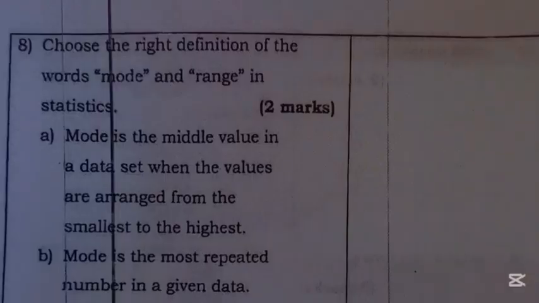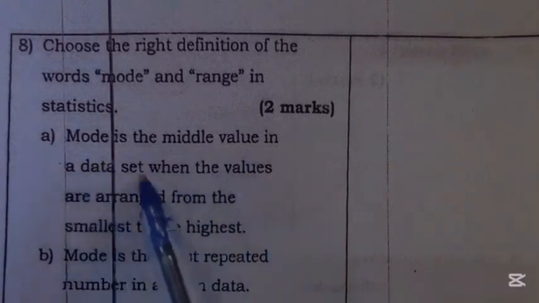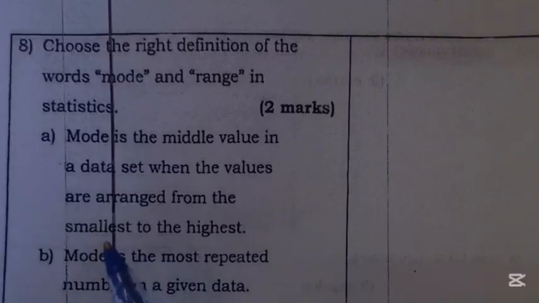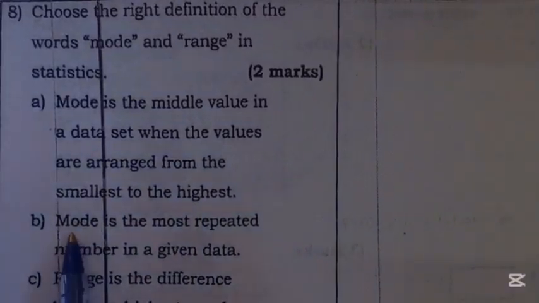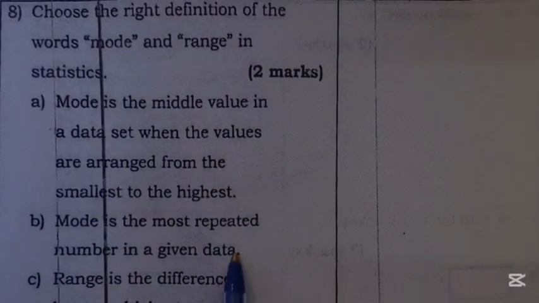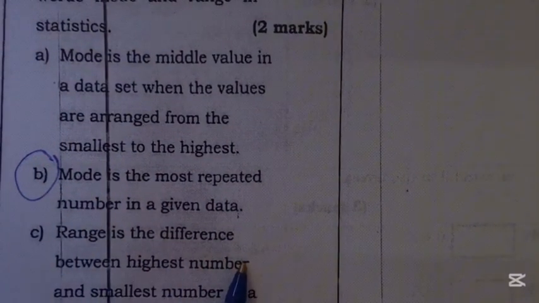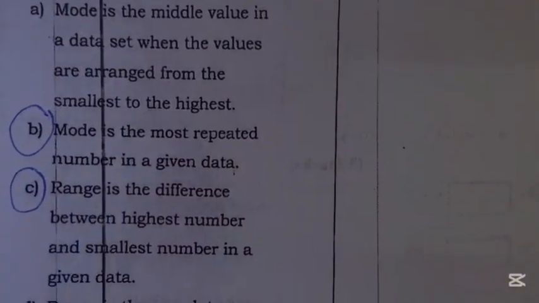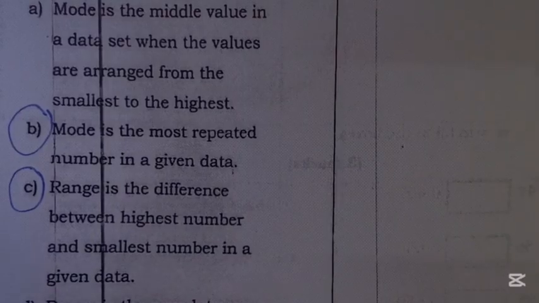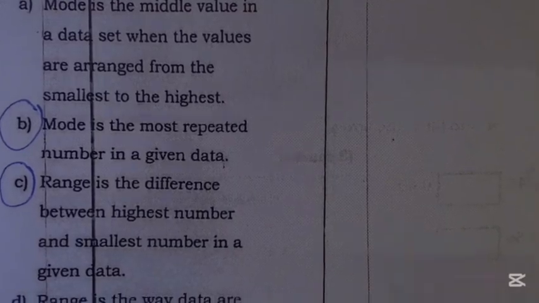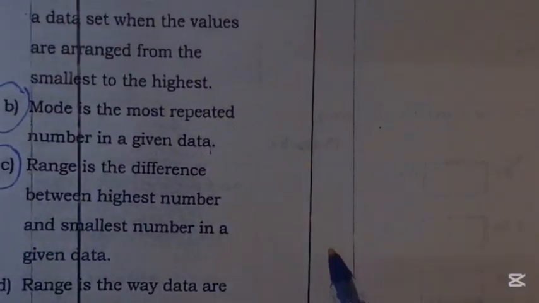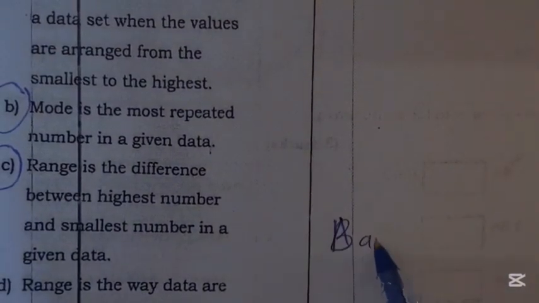All right. Question 8: we are supposed to choose the right definition of the words mode and range in statistics. A, mode is the middle value in a data set when the values are arranged from the smallest to the highest. B, mode is the most repeated number in a given data. This is an answer. C, range is the difference between the highest number and the smallest number in the given data. Of course, this is the right definition, because in the other option they said range is the way data are arranged in a data set, which is not correct. So our answer is B and C.